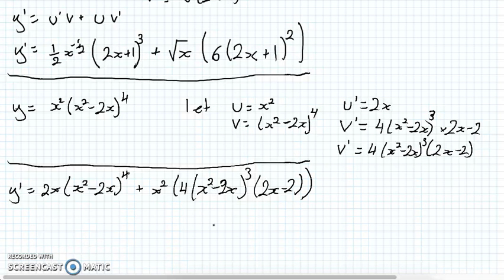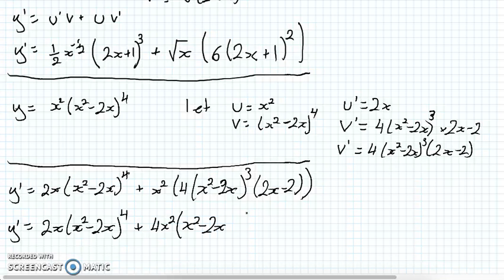And, right. Now, if you want to leave it like that, that's okay. However, we can simplify it just a little bit. And why wouldn't we want to? Let's simplify it. y dash is equal to 2x (x squared minus 2x) to the power of 4 plus, let's get these terms together, 4x squared (x squared minus 2x) to the power of 3 (2x minus 2). And that is our answer. Now, it does seem a little bit long-winded to go from this to this, but that is our answer.